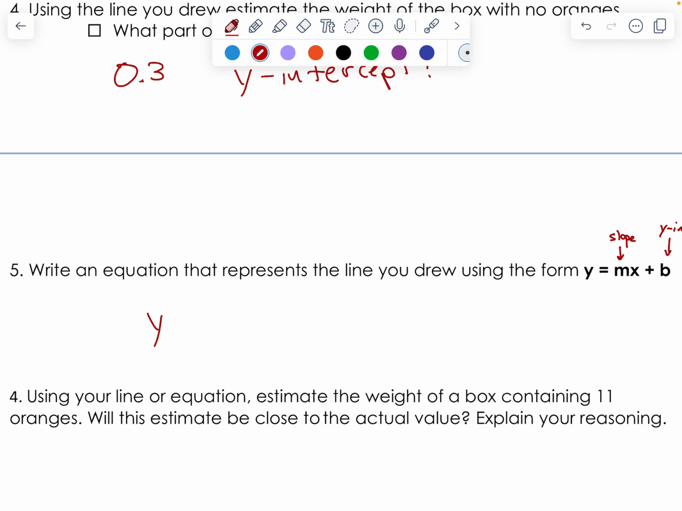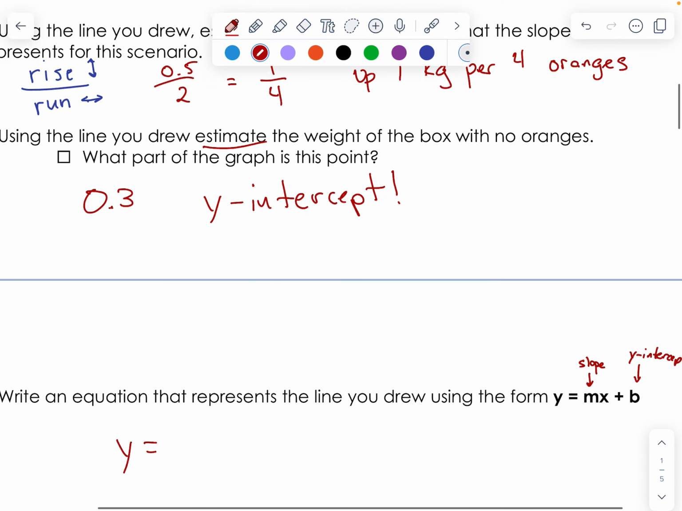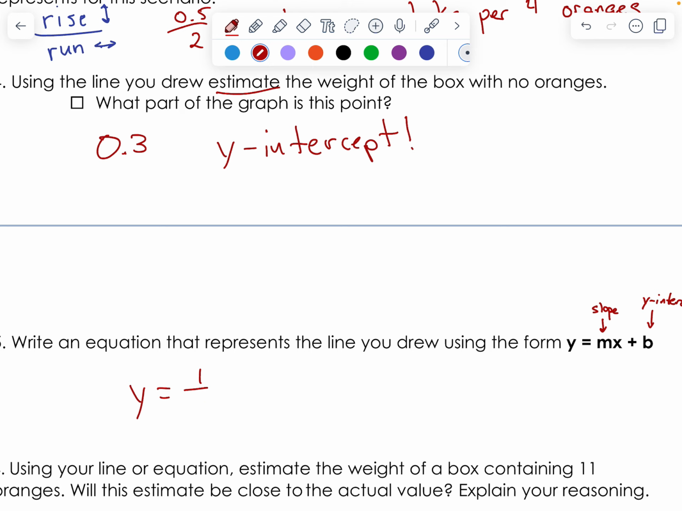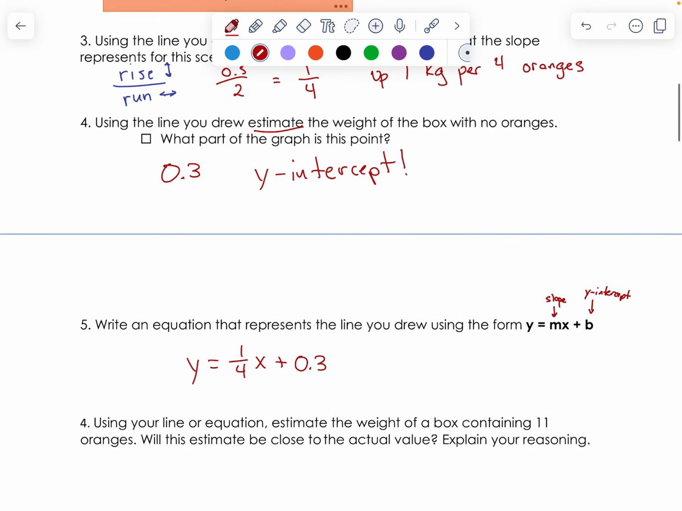So this would be y equals, our slope as we set up here is 0.5 over 2, or you could write 1 over 4. I like 1 over 4. It's a little bit cleaner. x plus whatever your y-intercept was, which in this case we said was 0.3.